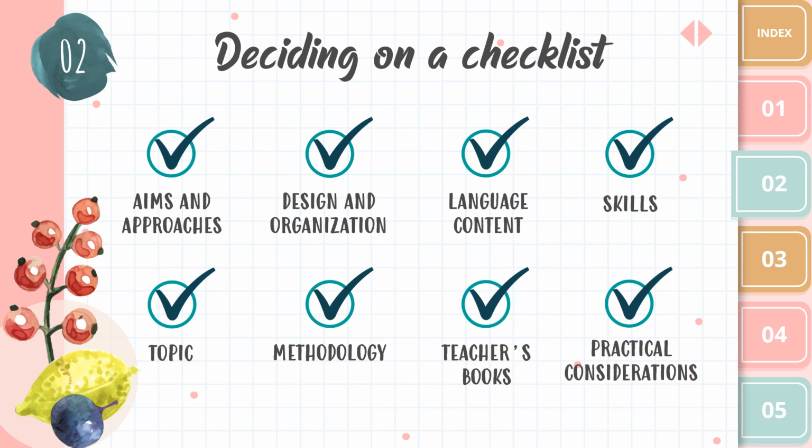In order to give you an idea or illustration of the criteria that can be considered, Cunningsworth in his book provides examples of some of the most important general criteria for evaluation and selection purposes, presented as a basic quick reference checklist. The criteria involve aims and approaches, design and organization, language content, skills, topic, methodology, teachers' books, as well as practical considerations such as cost and obtainability.